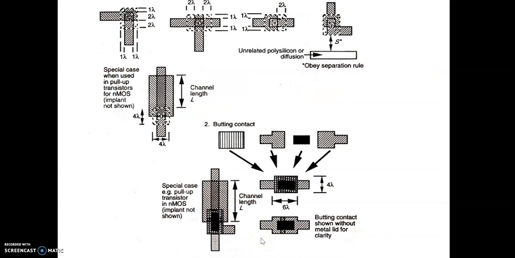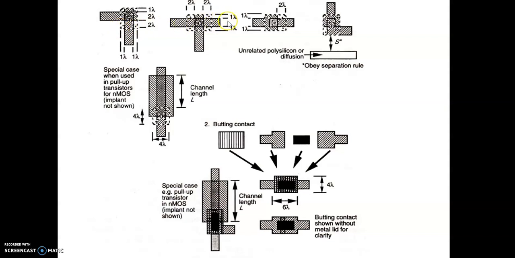Here we can see, again, this is the buried contact what we have here, and this is the butting contact. Buried contact, it will extend here, this contact has to extend above by 1 lambda, and here it has to extend by 2 lambda. On either side here also it is extending by 1 lambda.